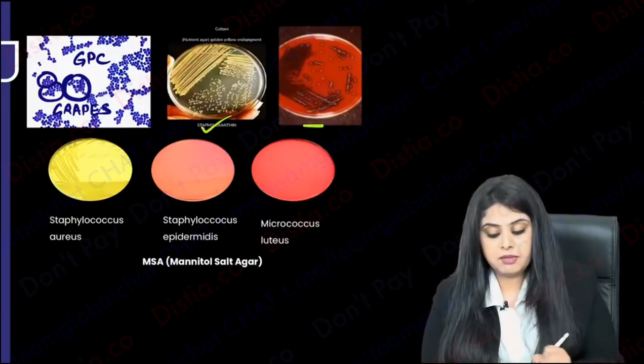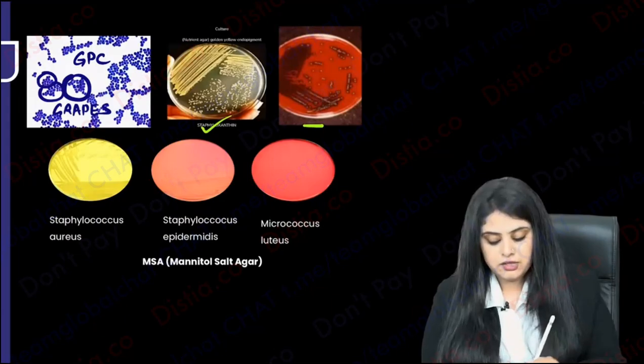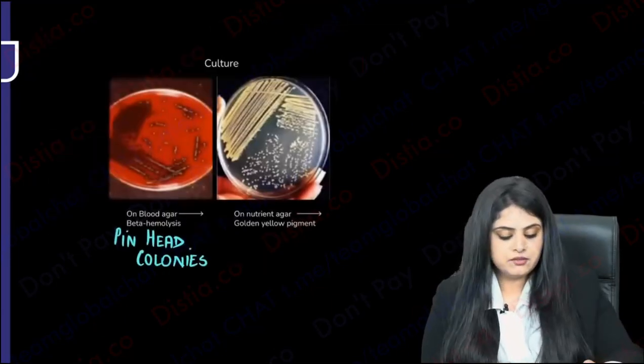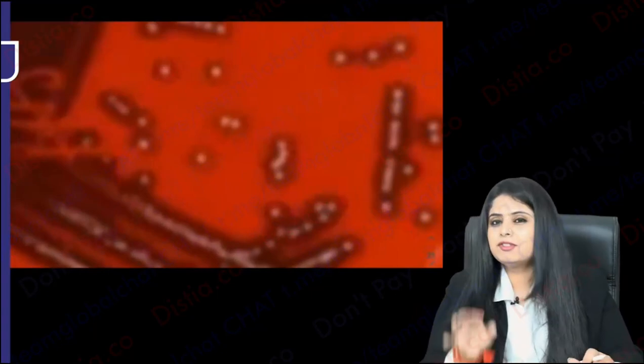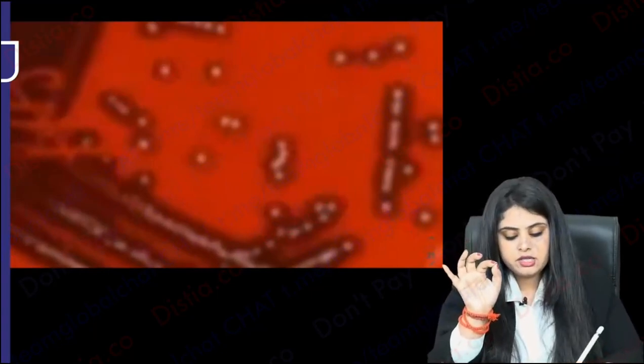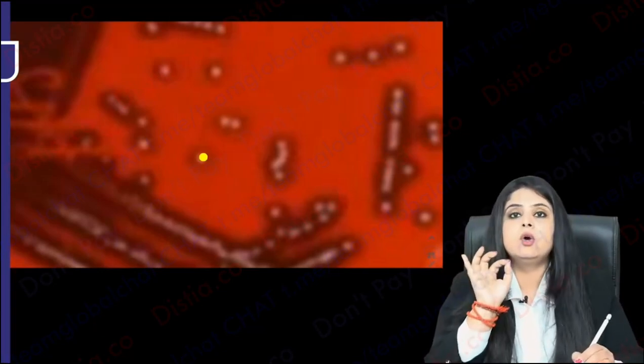Now you're left with this, the blood agar. So what is blood agar showing you? Have a look at the blood agar now. Look at this very carefully. How does the colony look? Ma'am, it's looking like a dot. It's looking just like a tiny dot. Pinhead colonies.